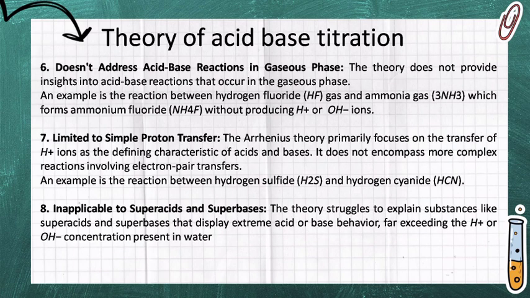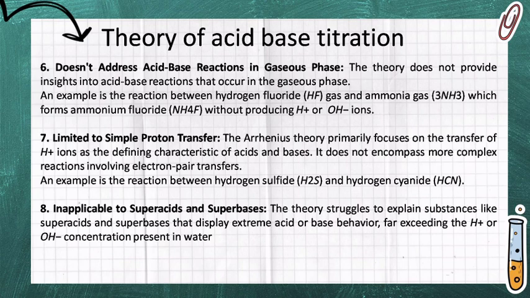Sixth, doesn't address acid-base reactions in the gaseous phase. The theory does not provide insights into acid-base reactions that occur in the gaseous phase. An example is the reaction between hydrogen fluoride, HF, gas and ammonia gas, NH3, which forms ammonium fluoride, NH4F, without producing H+ or OH- ions.